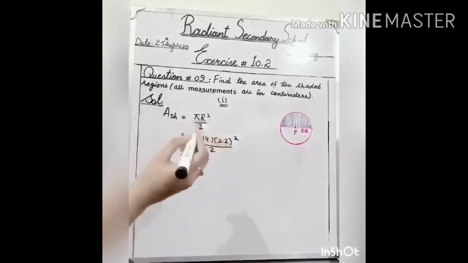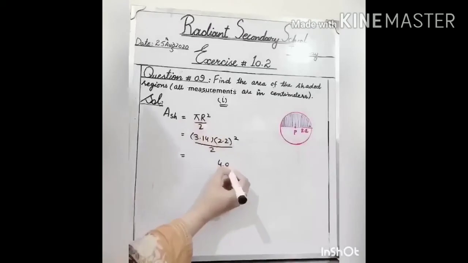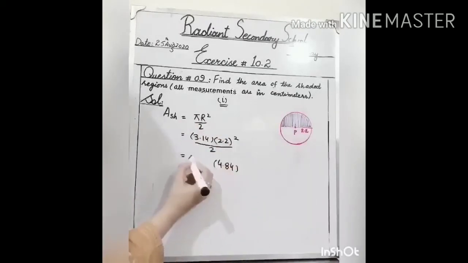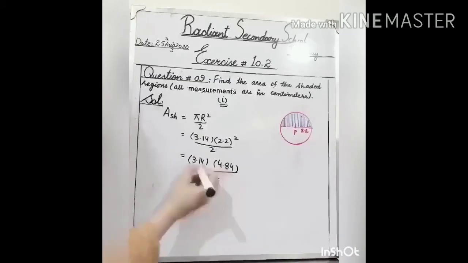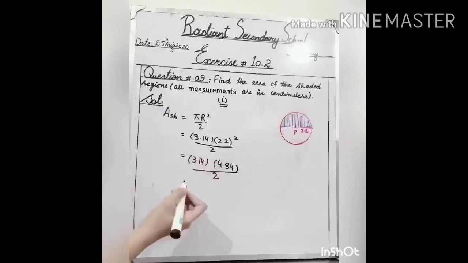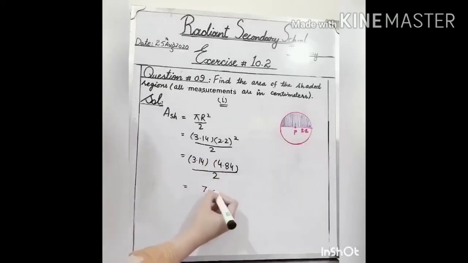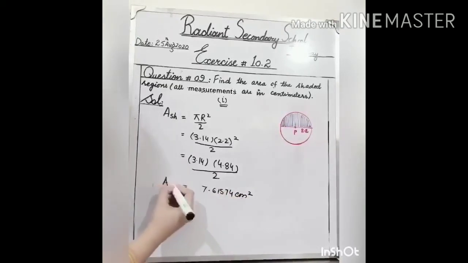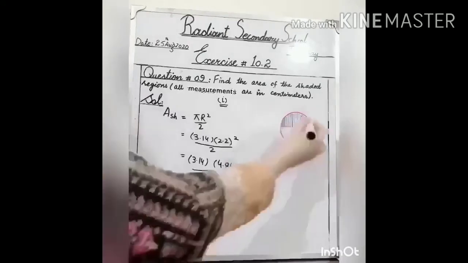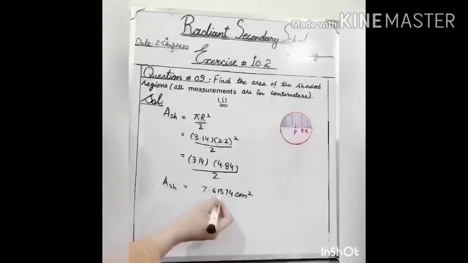2.2 square will be 4.84. So 4.84 multiplied by 3.14, and you will divide the answer by 2. So your answer will be 7.61574 centimeter square. This centimeter square is the unit of area. So here the area of this semicircle, this shaded region, is 7.61574 centimeter square.